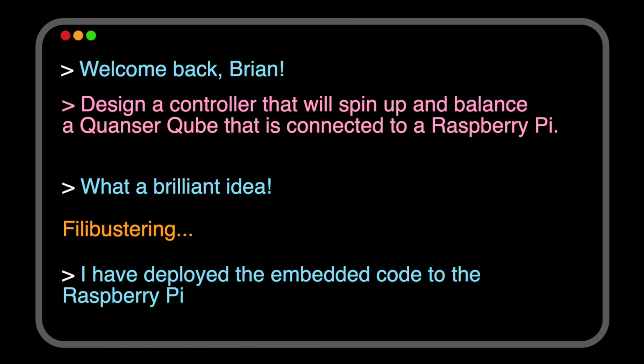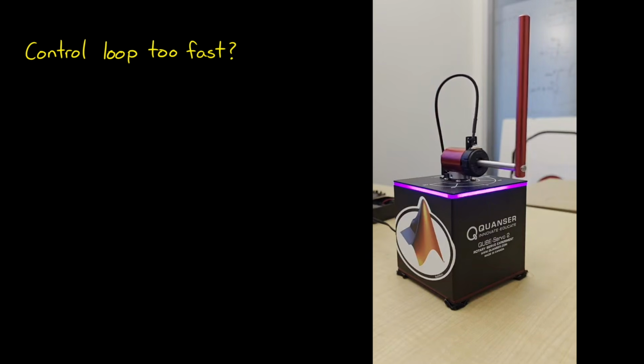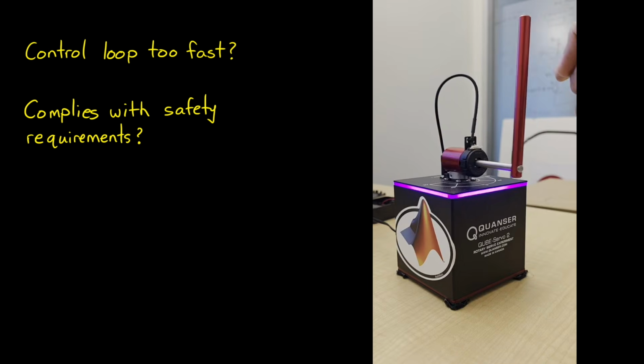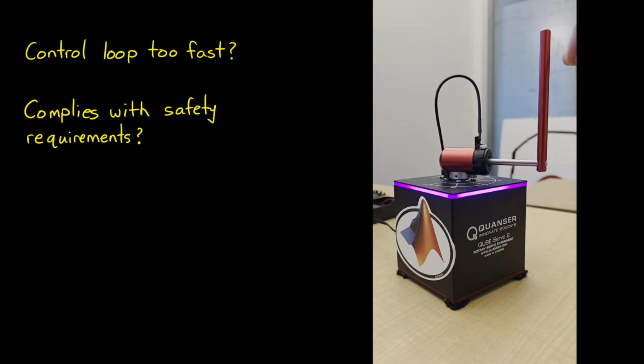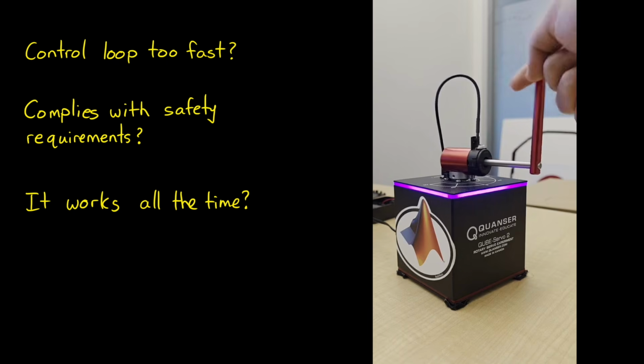The problem, though, with this approach, at least for engineering problems, is that you're skipping the process that makes the result trustworthy, and therefore you might not know what you've actually built until something goes wrong. Maybe the control loop is running faster than the hardware can reliably execute. Maybe the code doesn't comply with your safety or regulatory requirements. Or maybe it just works most of the time, but you're not sure if it works all of the time.